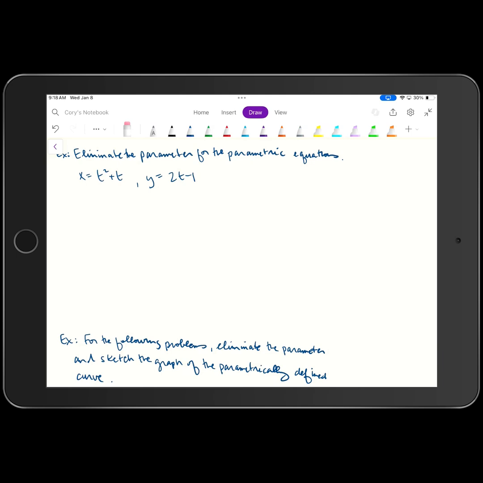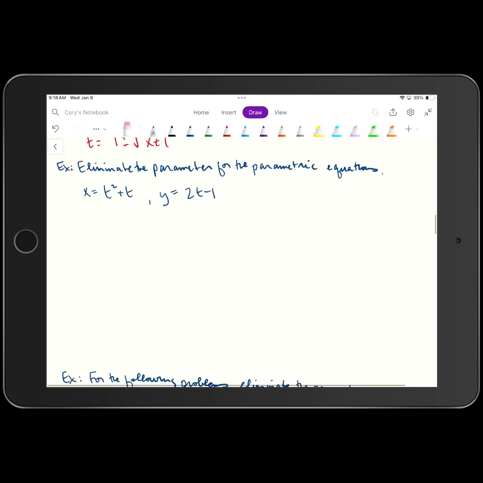Okay, so we're going to continue our lesson on 10-1. And again, there are two main focuses for this lesson. Number one is to practice eliminating the parameter for parametric equations, and the second one is to sketch graphs of parametrically defined curves.